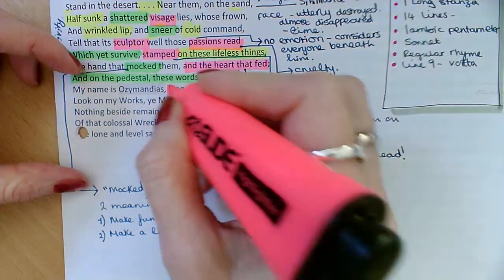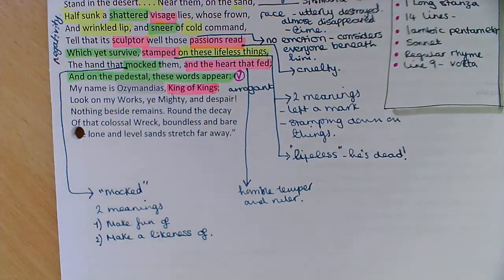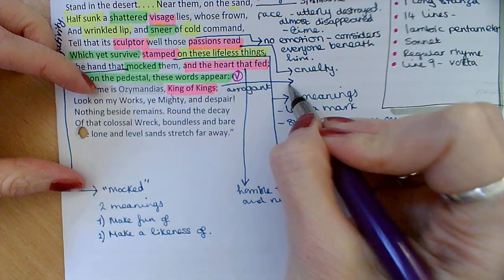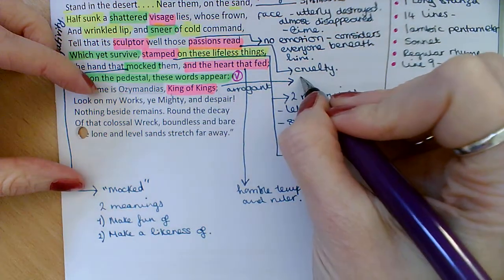King of Kings. Now that's another interesting one. When we look at the term King of Kings, where do we hear the term King of Kings? The Bible, talking about God. So yet again, we've got this idea of the fact that he feels like he's a god. Okay?